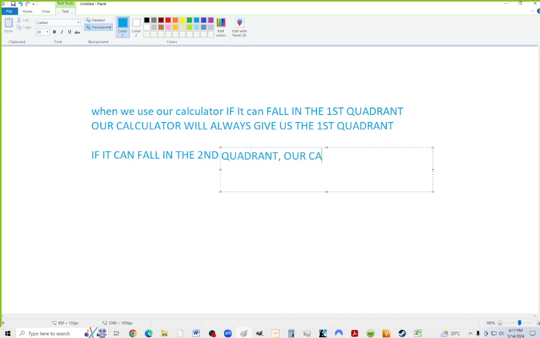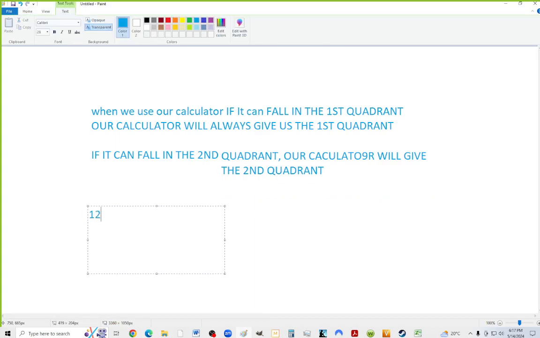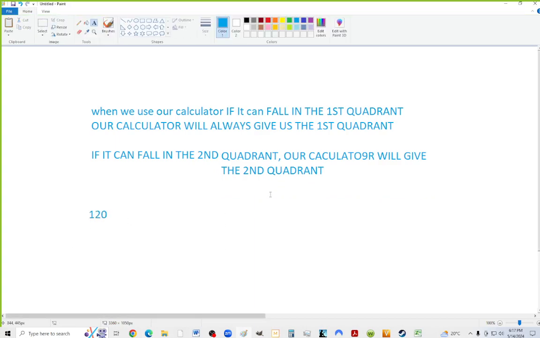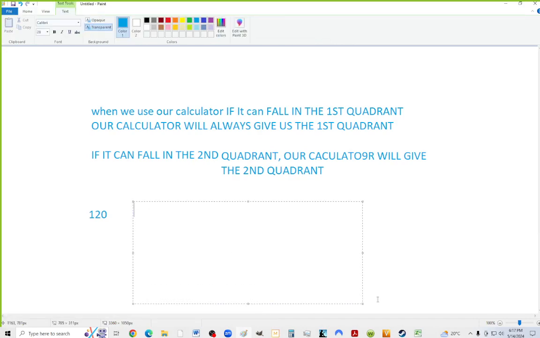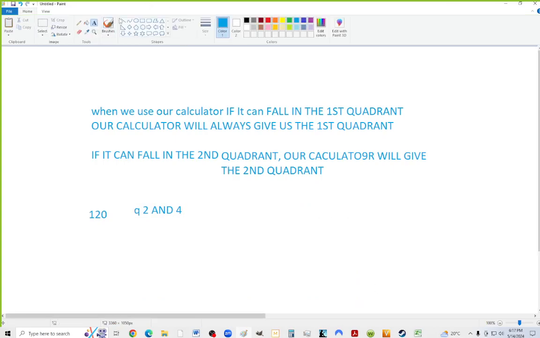Our calculator will give us the second quadrant first. So our calculator will either spit out the first quadrant or the second quadrant. Let's say our calculator spits out 120. What quadrant is that? And let's say that our thing can fall in quadrant 2 and 4. That's quadrant 2.